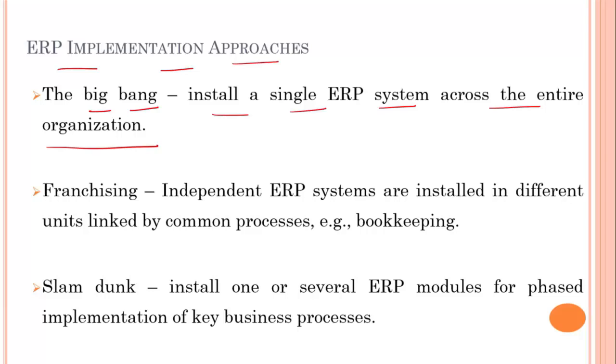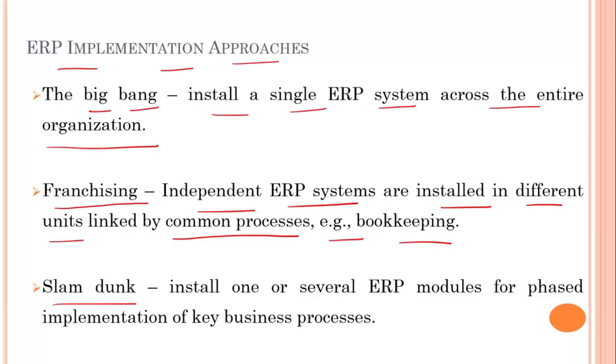Students are logging into the web kiosk. Similarly, teachers are logging into the web kiosk, and all the employees working in the institute are interacting with each other by using the single ERP system. So the second type of implementation approach is franchising. Independent ERP systems are installed in different units linked by common processes. Example, bookkeeping.